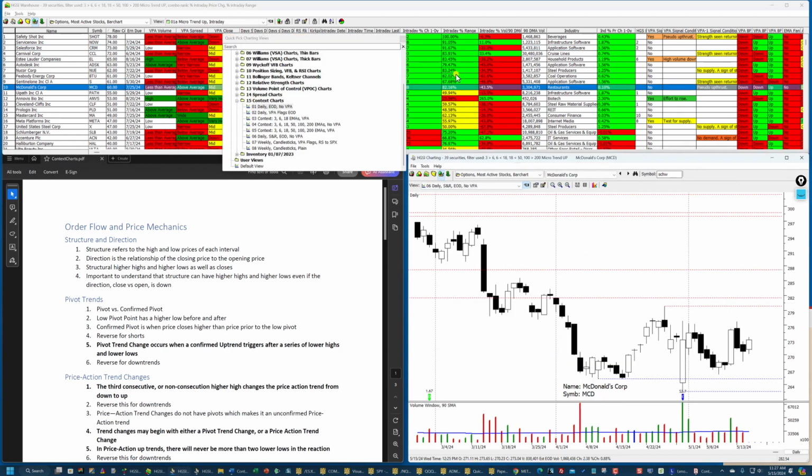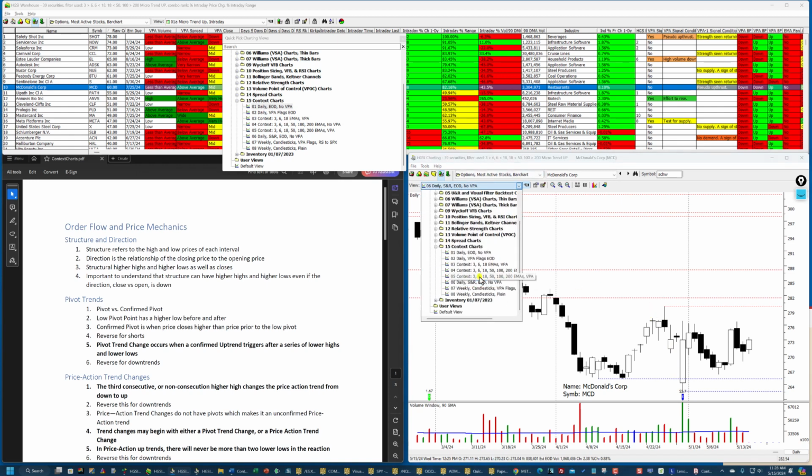But you can see that here's McDonald's Corporation. I just clicked on it. You can see the support lines are in blue. Resistance lines are in red. There's a total of 8 lines here. So quickly, what's the context of McDonald's?